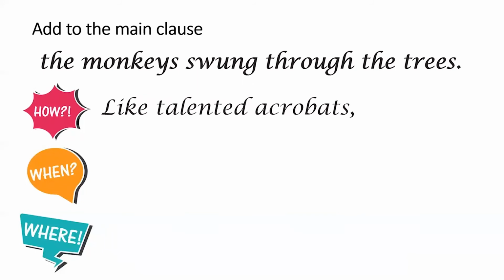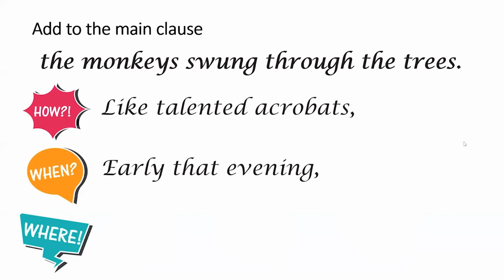So the how, like talented acrobats, the monkey swung through the trees. We've got a capital letter at the beginning. We've got a comma after the fronted adverbial, and then the main sentence, the monkey swung through the trees. Let's have a look at when. So early that evening, comma, the monkey swung through the trees. This fronted adverbial is telling us when. So early that evening, and we need a comma.